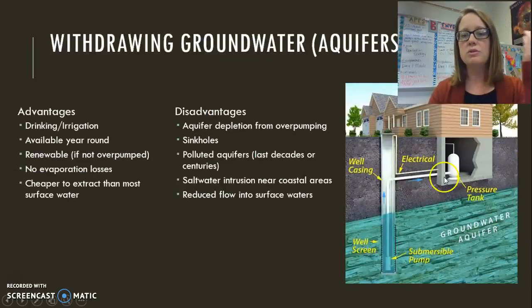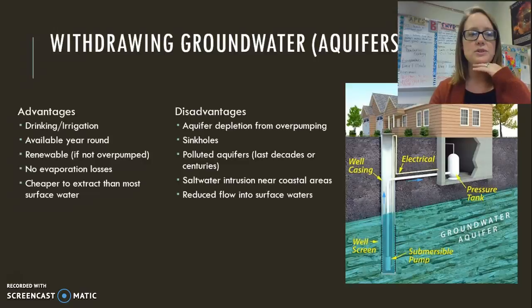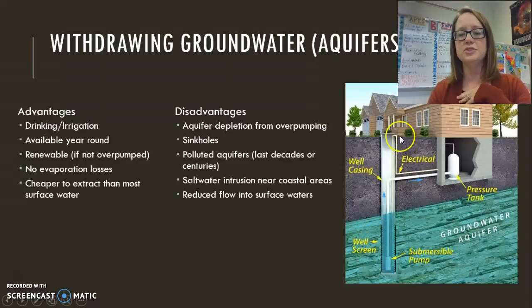So when we withdraw groundwater from aquifers, advantages are that it provides drinking water and irrigation. It's available year-round. We're not losing water due to evaporation like we do from our reservoirs in the summertime. And a lot of times it's cheaper to extract than from the reservoirs. We don't have to spend millions of dollars on building dams and water treatment. It's naturally filtered as it moves through the soil.